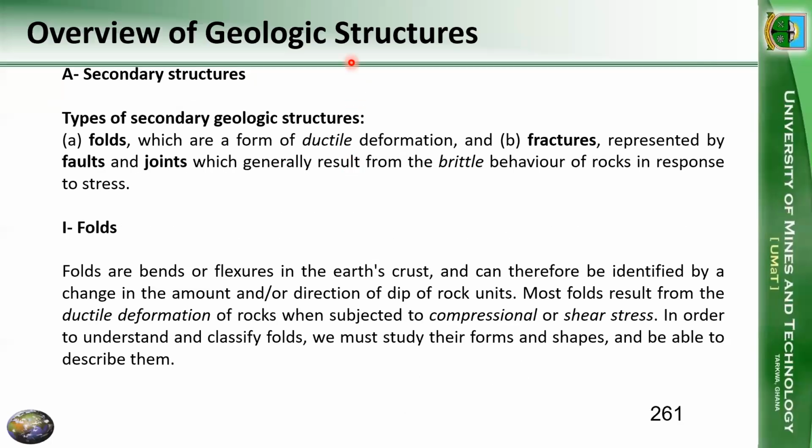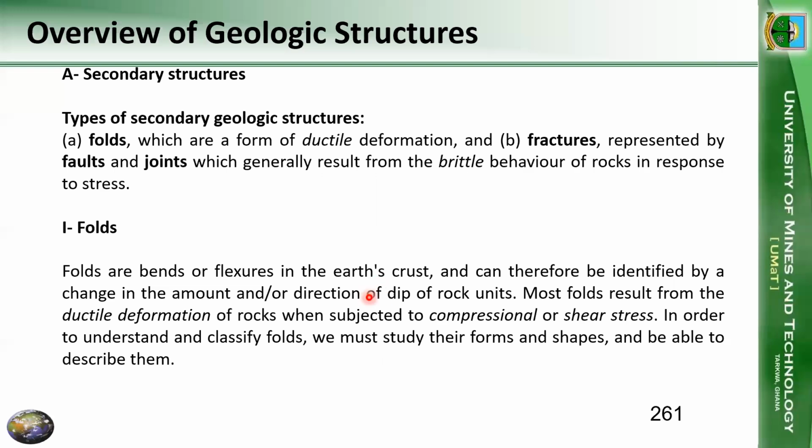So we are going to start by talking about secondary structure. And then after that, we'll talk about primary structures and finally compound structures. So what are examples of secondary structures? So we have folds, right? So a fold, which is a form of ductile deformation, all right? Ductile deformation, not a sudden break. Then we could have fractures, and fractures are represented by faults and joints, and which generally result from the brittle behavior of rocks. When we have ductile deformation, we are going to form a fold, all right?